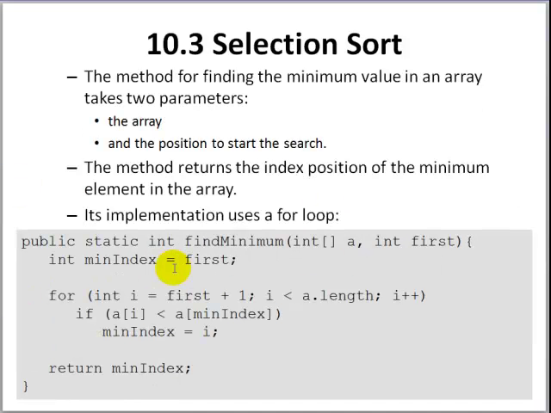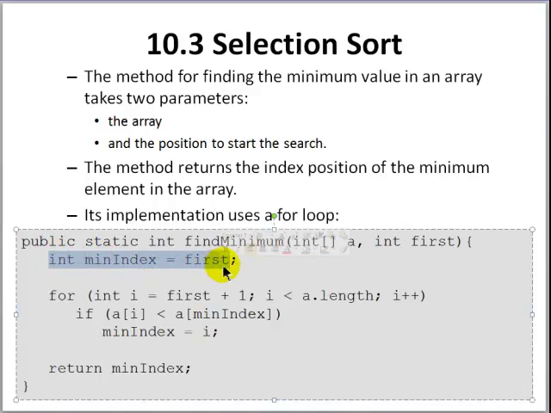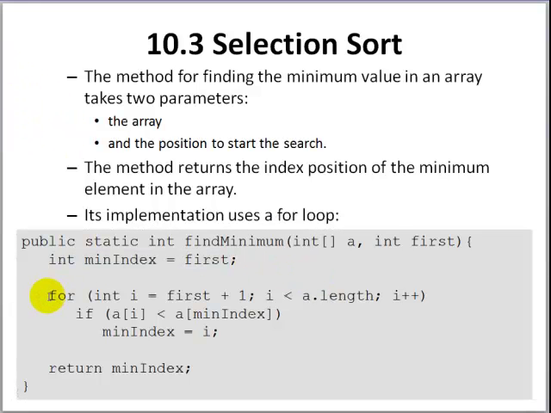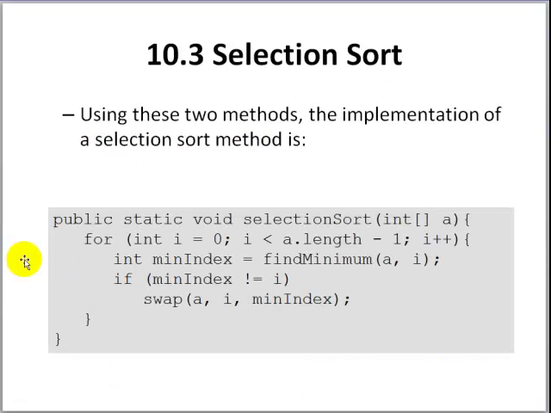FindMinimum accepts an integer array and an integer, and it's named first, making it be the first index that it will start off at. And it has this line right here. Int minIndex is assigned first. And let's see how they're going to use that. We have another for loop. So really, in disguise, this is the inner for loop, because switching back to this is the outer for loop.